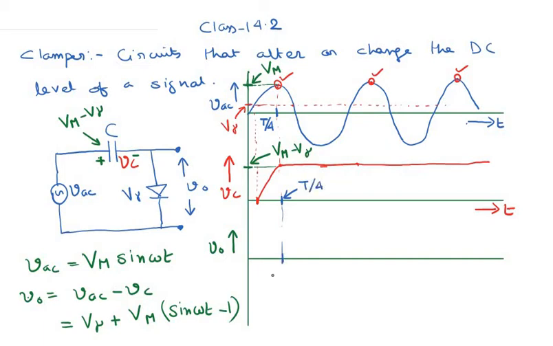Since up to time T by 4 the voltage across the capacitor is varying, drawing this waveform here would be a slightly complicated task. It's not difficult actually, but it's complicated, and we are also not interested in the output voltage when it is not in a steady state. Only when the output across this diode reaches a state where the pattern of output is not changing anymore, that is our point of interest.